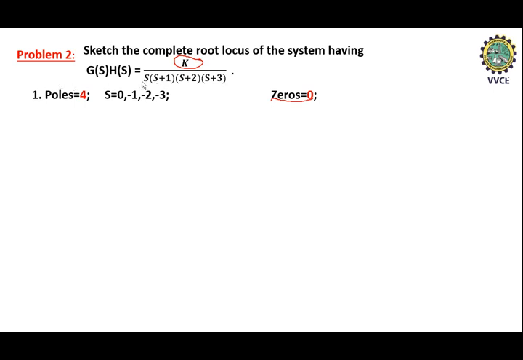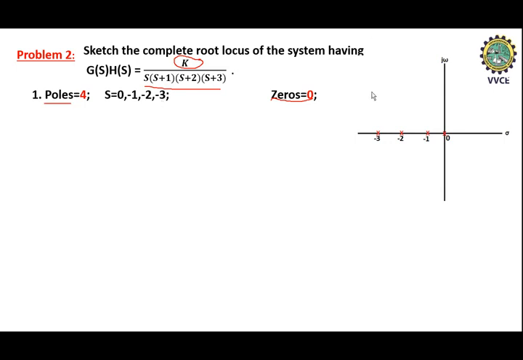Next, the roots obtained from the denominator function. How many roots can you obtain from this denominator function? s equal to 0, s equal to minus 1, s equal to minus 2, s equal to minus 3. There are 4 roots from the denominator function. The roots obtained from the denominator function are called poles. So the total number of poles is 4, and they are 0, minus 1, minus 2 and minus 3.